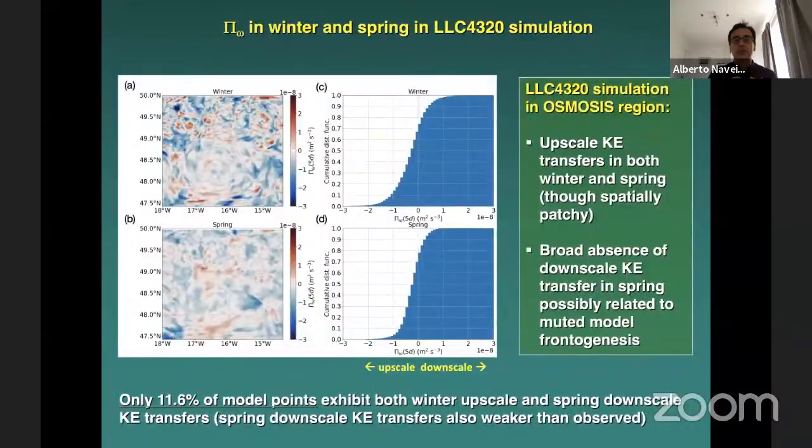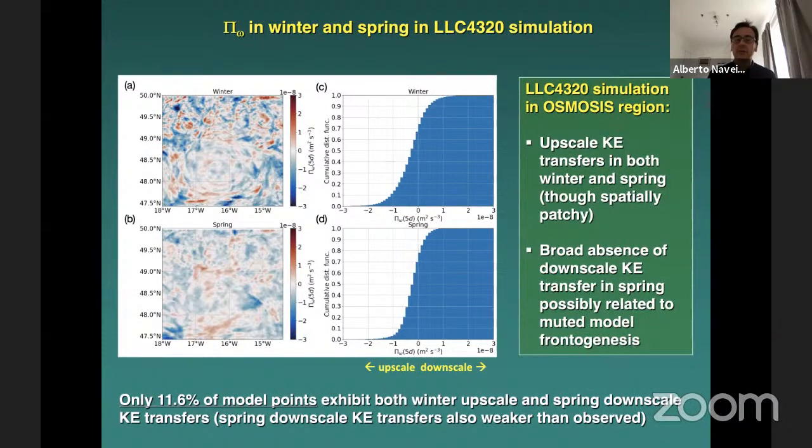Now, when we try and do the same analysis in this simulation, we get results that are in part similar and in part different to the observations. So the similar part happens in winter. The results for winter are illustrated in the top two panels. The map shows the kinetic energy transfer integrated over winter.